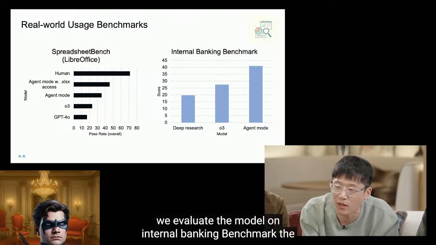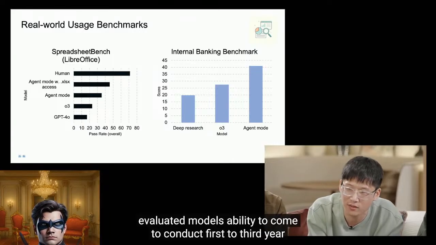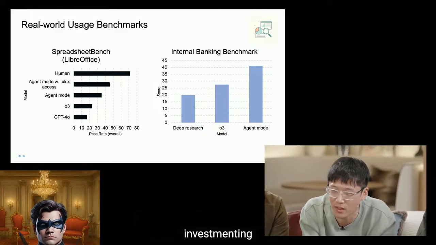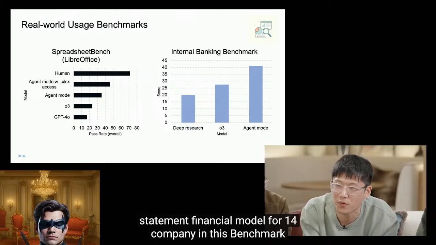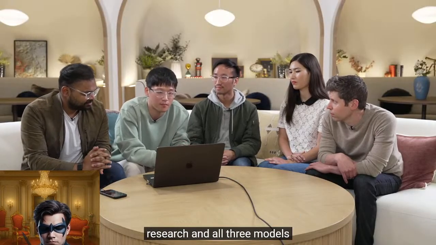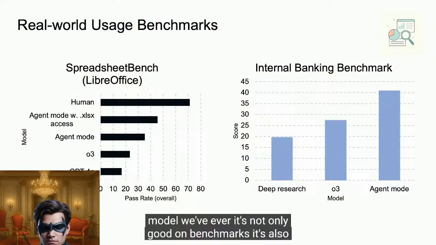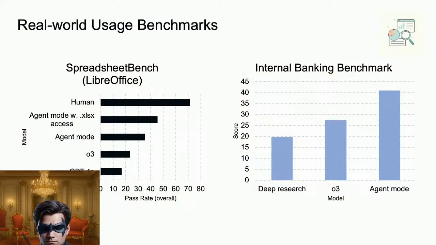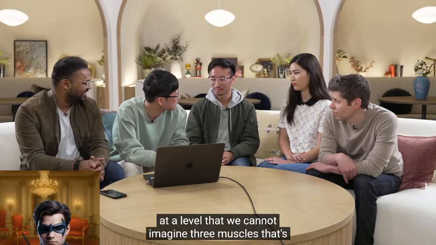Finally, we evaluate the model on an internal banking benchmark. This benchmark evaluates the model's ability to conduct first to third year investment banking analyst tasks, such as putting together a three-statement financial model for a Fortune 500 company. In this benchmark, the agent model significantly outperforms the previous deep research and O3 models. As you can see, this model is one of the most powerful models we've ever trained. It's not only good on benchmarks, it's also capable of reasoning, browsing, and tackling real-world tasks at a level that we could not have imagined 3 months ago.